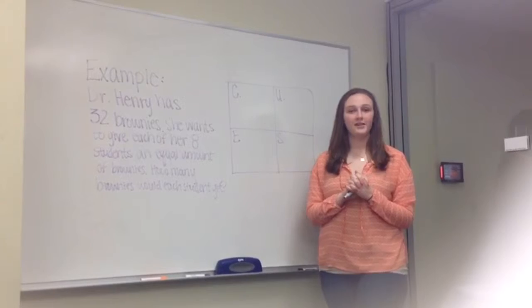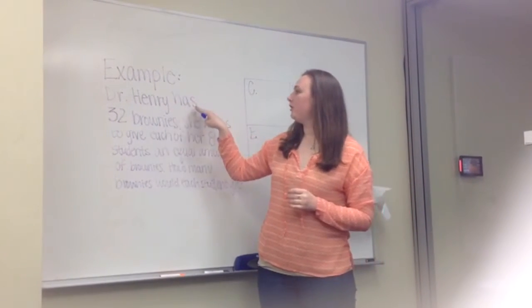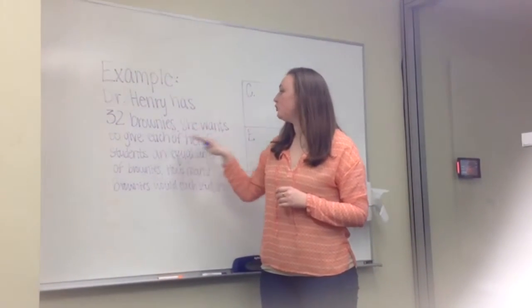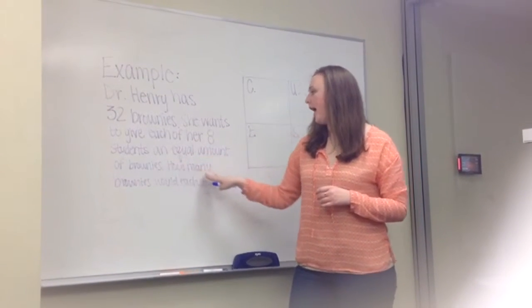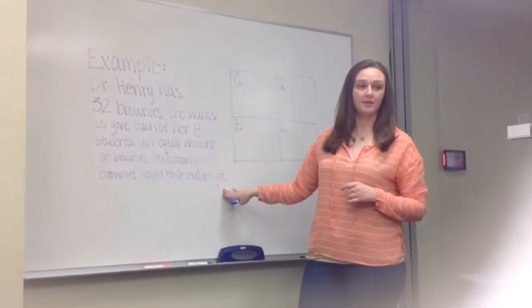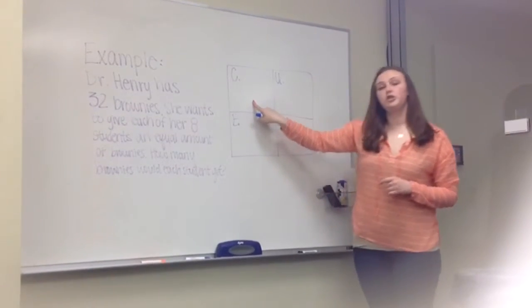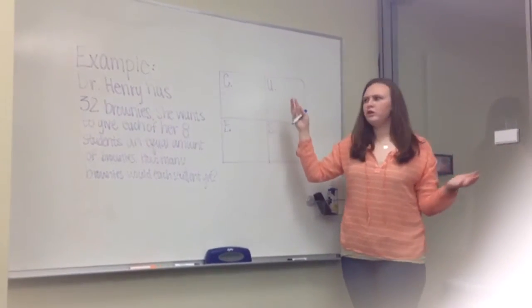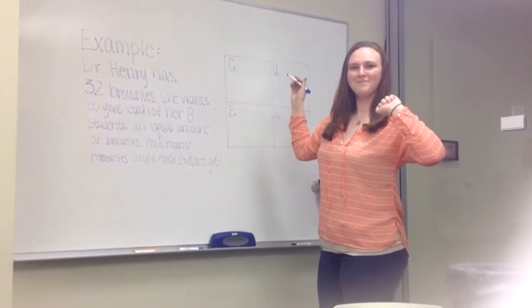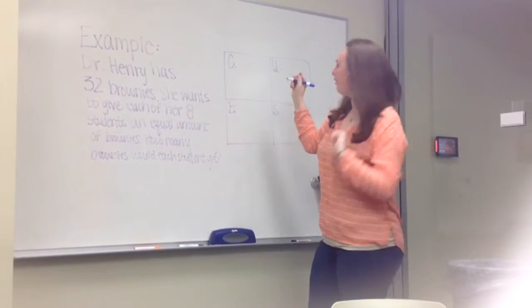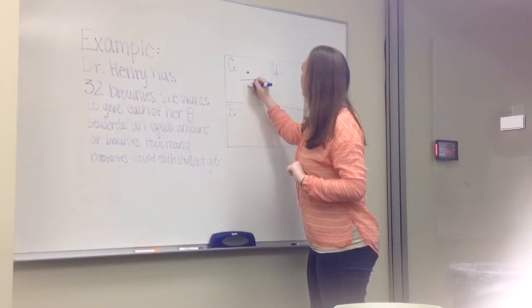Let's go through another example. Dr. Henry has 32 brownies. She wants to give each of her 8 students an equal amount of brownies. How many brownies would each student get? So our first step is to choose an operation. Who knows what kind of operation we would use on this problem? Kara? Division? Correct. So we're going to put division in this first box.